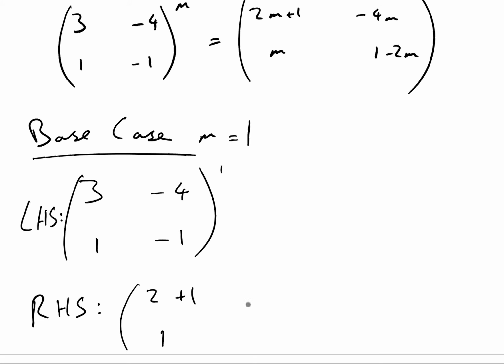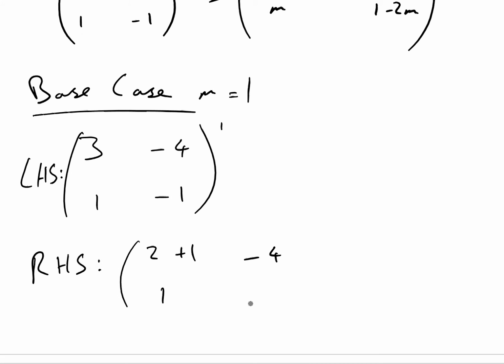Here you would have minus 4 times 1. And here you'd have 1 minus 2. And then I'd write that out again as 3 minus 4, 1 minus 1. Be careful when you're writing matrices as well. Make sure there's a gap between the elements. Before, I just wrote down a big 4 and it looked like 3 minus 4.